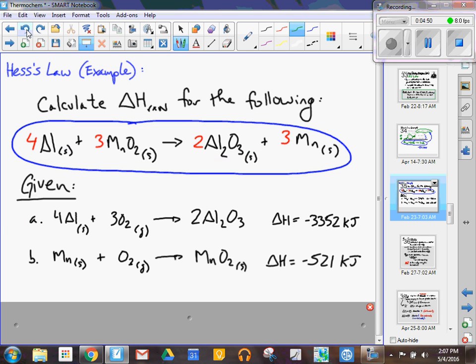However, we run into some problems when we look at the second given equation. The second given equation has manganese, the metal, on the left as a reactant, but we want it on the right as a product.